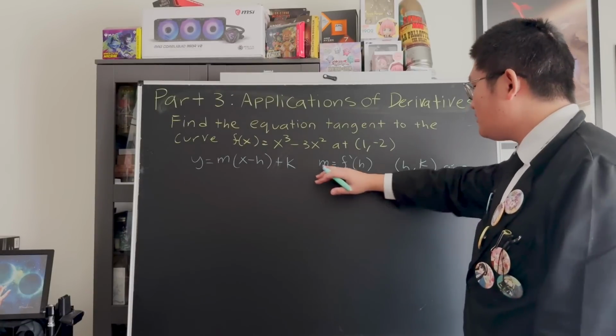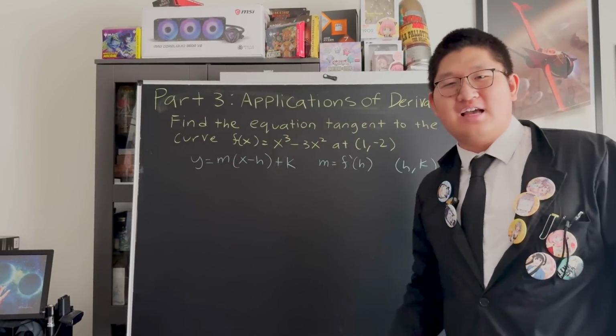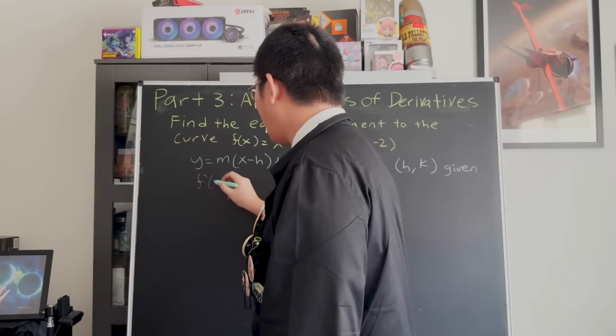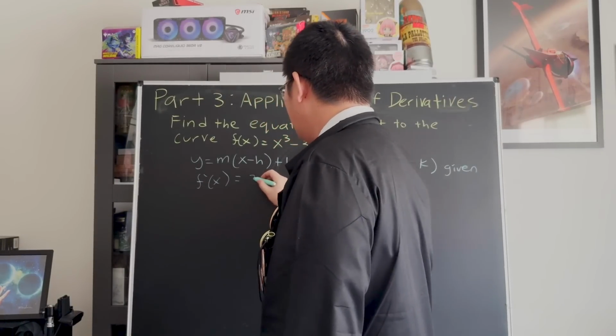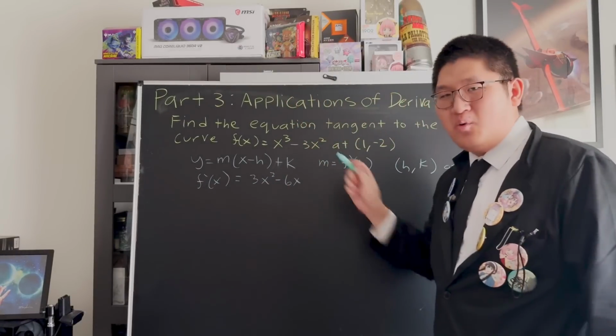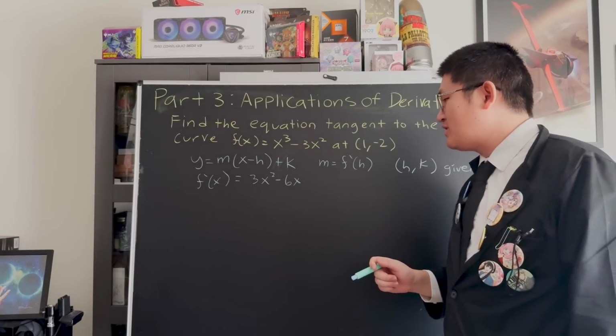So of course, as always, we need to look at the first derivative because we need to know the slope of that tangent line at the given point. So let's go first and do f prime of x, which turns out to be 3x squared minus 6 times x, using the exponent rule for the first derivative.